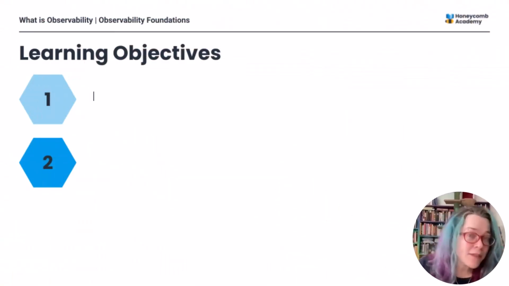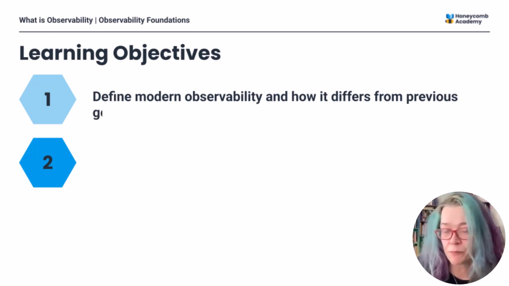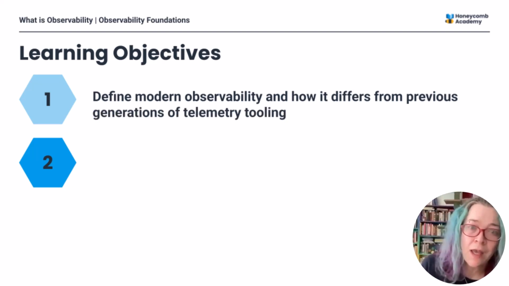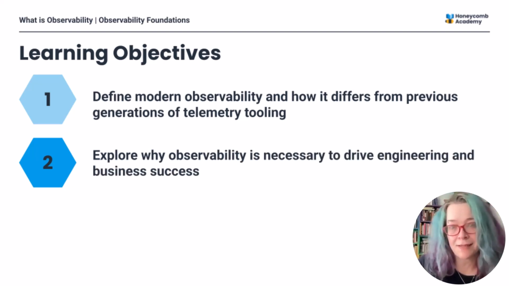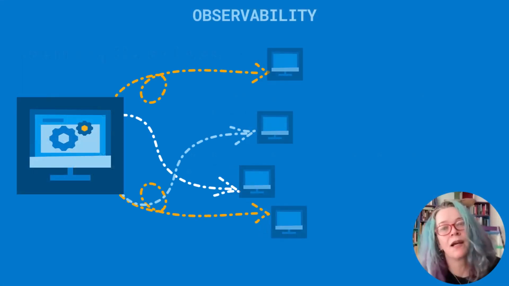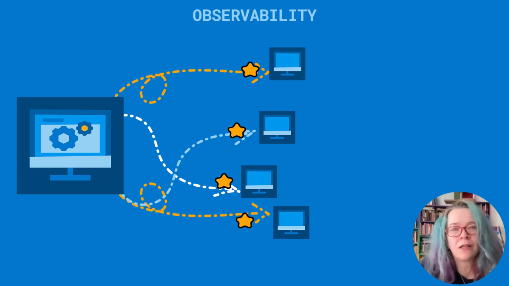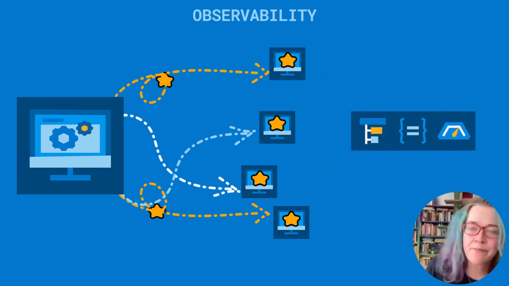In this video, we're diving into what modern observability is, how it's different from previous generations of telemetry tooling, and why we need it in order to drive engineering and business success. The term observability comes from control systems theory, where it refers to how well you can understand the inner workings of a system just by observing its outputs.